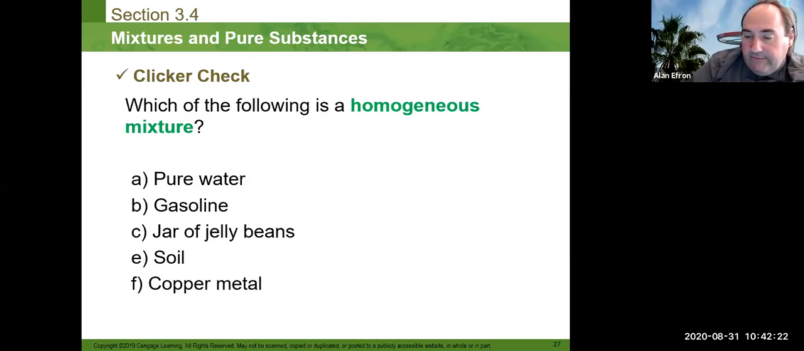Soil is a mixture of different things, but typically when you look at soil, you'd see different layers like rocks and everything mixed in there, and it's not a homogeneous mixture. And copper metal is a pure substance by itself. So in this particular case, it looks like gasoline, which is a mixture of octane and some other additives added to gas, is typically your only homogeneous mixture, which would look the same throughout. Again, A is not a mixture, C is not a mixture, and E is not a mixture, and soil would probably be more of a heterogeneous type mixture. Any questions on that particular one?